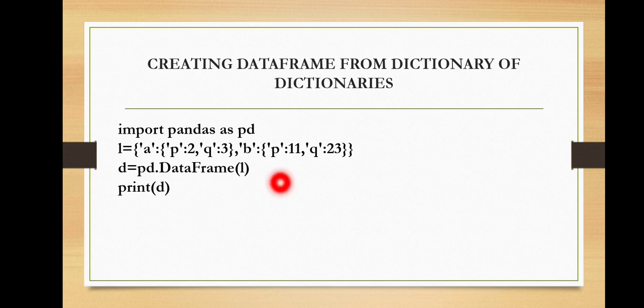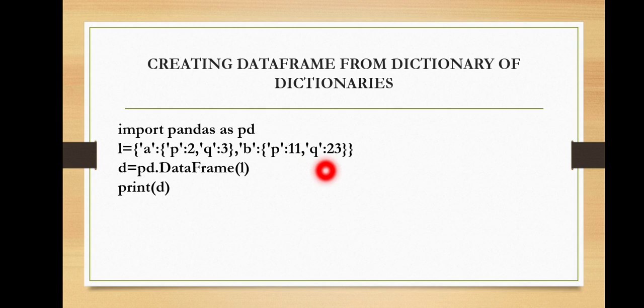Next is creating a data frame from a dictionary of dictionaries. Now this is a dictionary, the outer dictionary, and it contains inner dictionaries. A is the outer key, and this key has a value that is a dictionary which contains two key-value pairs. One key is P and another key is Q. In the same way, for key B, the value is itself a dictionary which contains two keys P and Q.